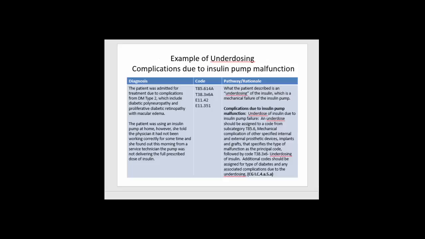And here's an example. Patient was admitted for treatment due to complications from diabetes type 2, which include polyneuropathy and proliferative retinopathy with macular edema. Patient was using an insulin pump at home. However, she told the physician it had not been working correctly for some time, and she found out this morning from a service technician the pump was not delivering the full prescribed dose of insulin. So it is an underdosing because of the pump malfunction.